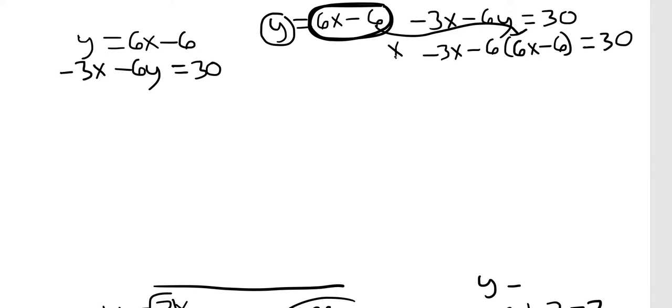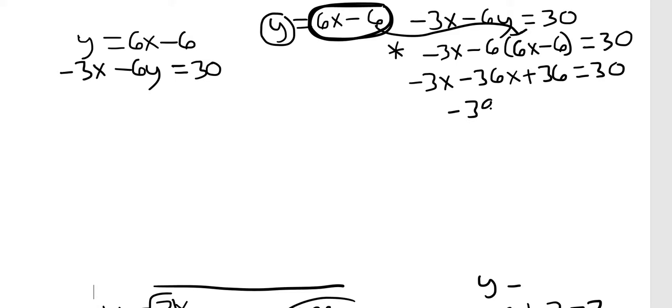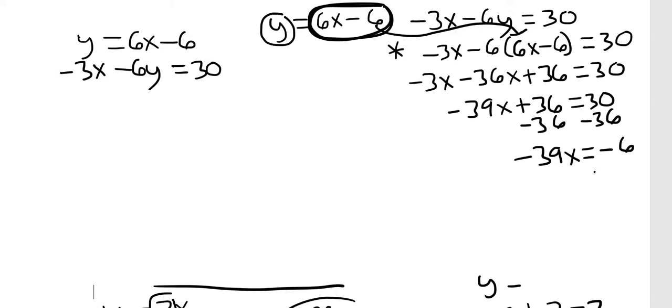Okay. Now we have an equation that just has one variable that we can solve. When we combine like terms, we get negative 39x plus 36 equals 30. And then we would subtract 36 from both sides. So we get negative 39x equals negative 6.